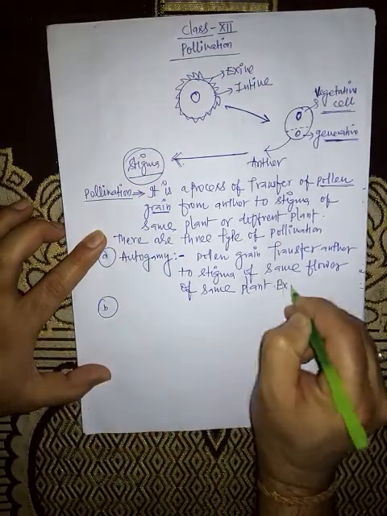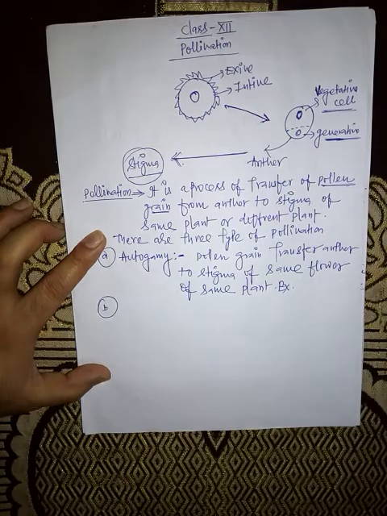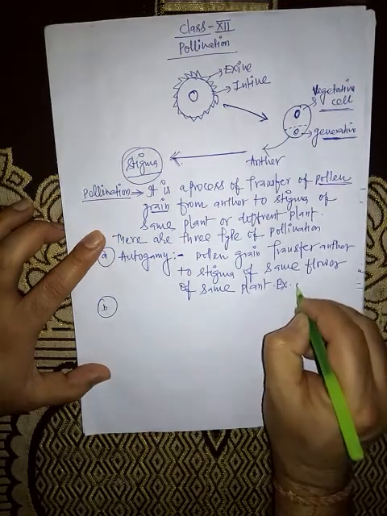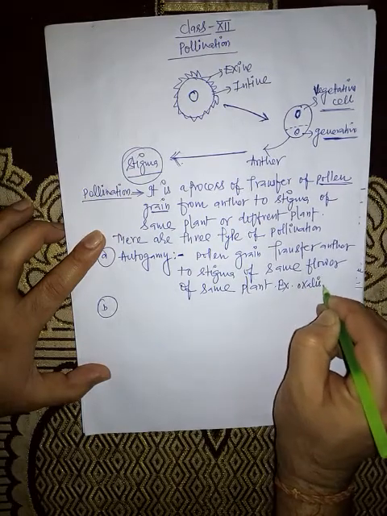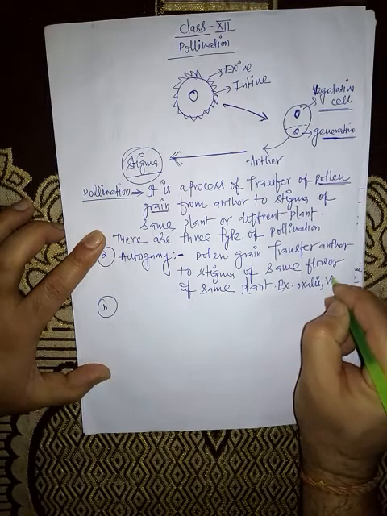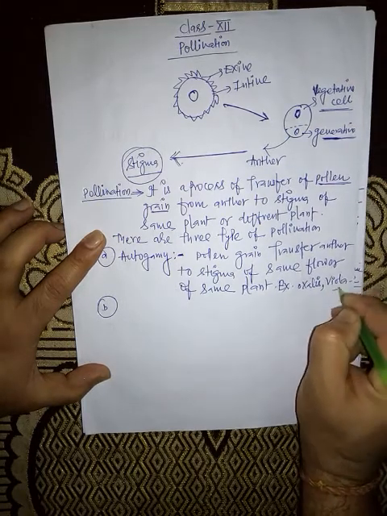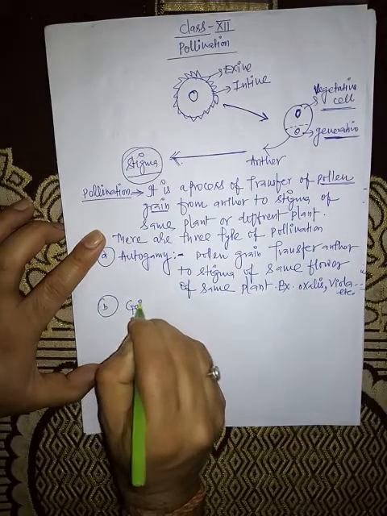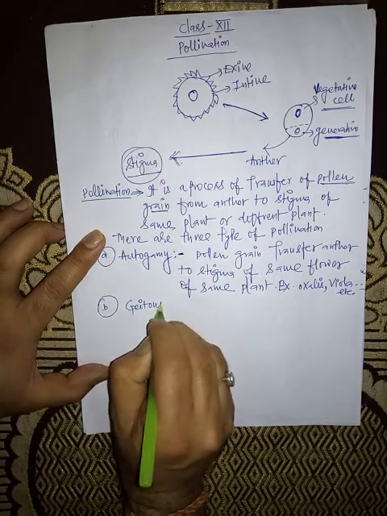Examples of autogamy: the plants Oxalis, Viola, etc. Right? And the second type is geitonogamy.